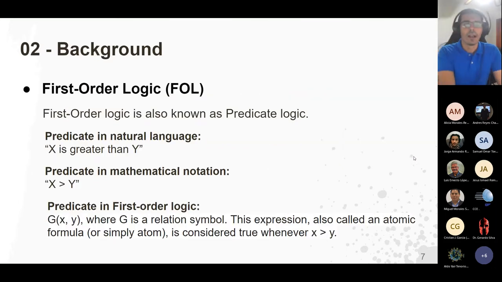Moving to the background, the first topic is first-order logic, also known as predicate logic. This mathematical tool allows us to write specifications or predicates in a formal way. For example, a predicate that states that X is greater than Y can be written in natural language, with mathematical notation, or as a first-order logic predicate, where it is denoted as G(X, Y), where G is a relation symbol. This expression is also called an atomic formula, atomic predicate, or just an atom, and is considered true whenever X is greater than Y.